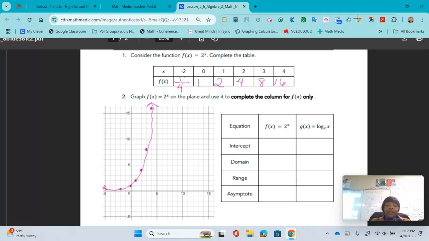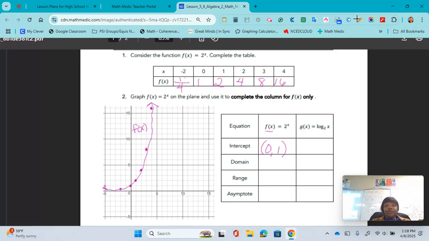Now, this is called our f of x function. They want us to complete this table for both our f of x and our g of x. Right now we have our f of x intercepts. Where does it cross the axis? It crosses the y. What coordinate? So that is at 0, 1. When our x is 0, our y is 1.